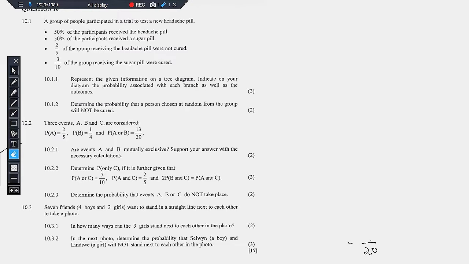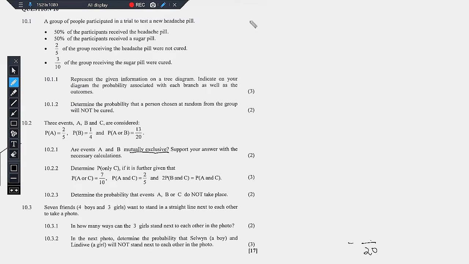Okay, so 10.2 says 3 events A, B, and C are considered. Probability of A is equal to 2/5 and probability of B is 1/4. And then probability of A or B is equal to 13/20. Now they ask, are events A and B mutually exclusive? Support your answer by means of a calculation.